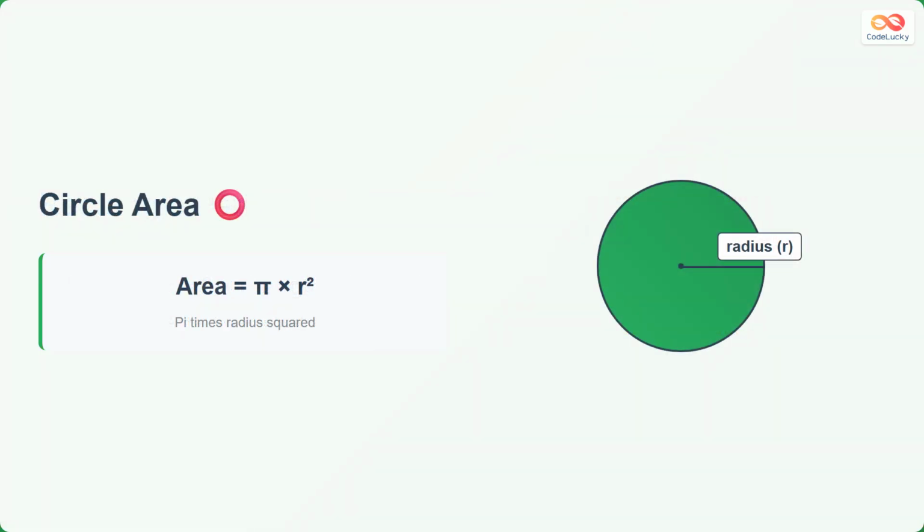Moving on to circles. The area of a circle is calculated using the formula area equals pi times r squared. Here, r represents the radius of the circle, which is the distance from the center to any point on the circle's edge. Pi is approximately equal to 3.14159. So, you square the radius and multiply it by pi to get the area.